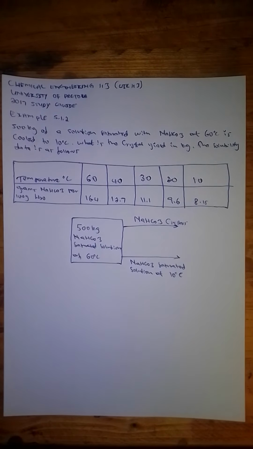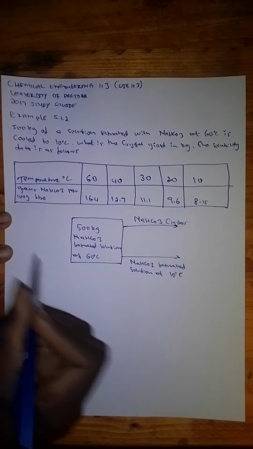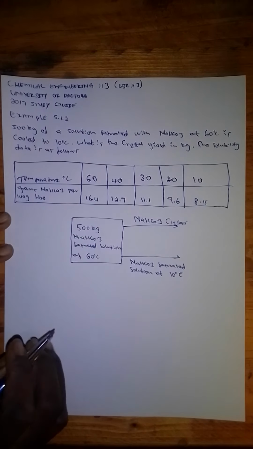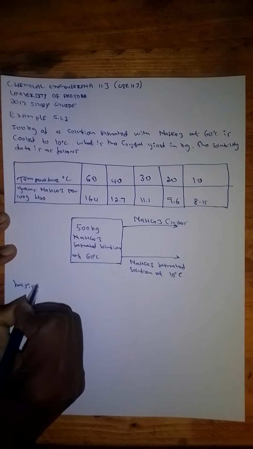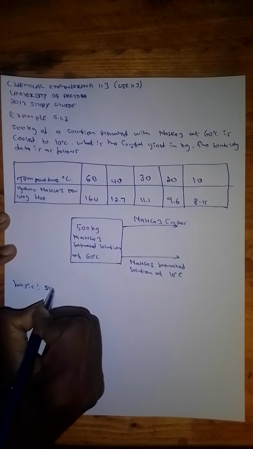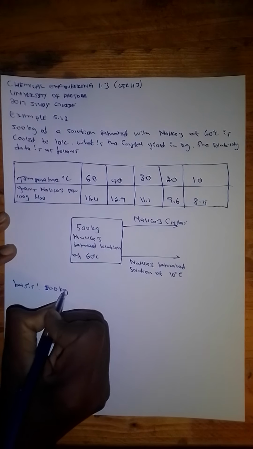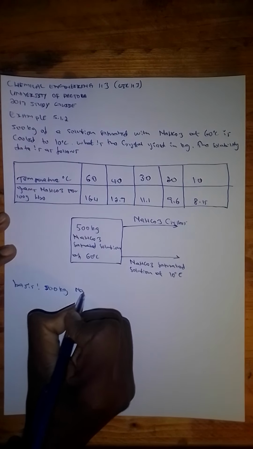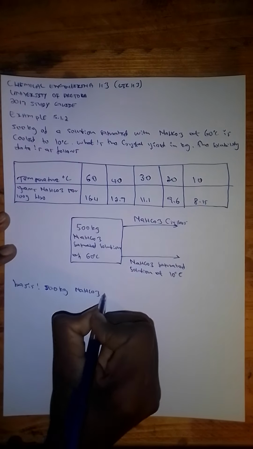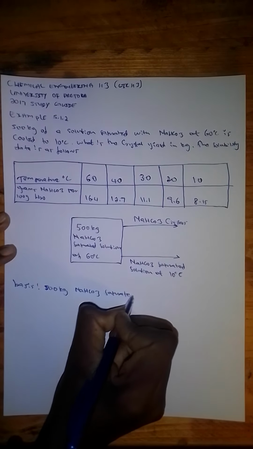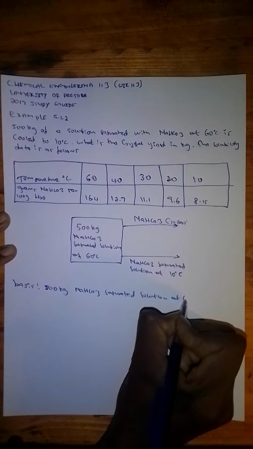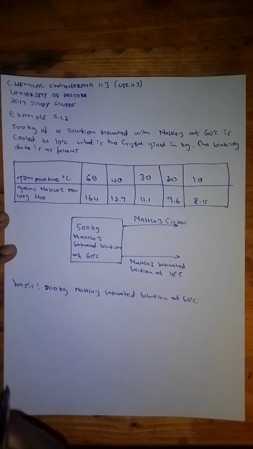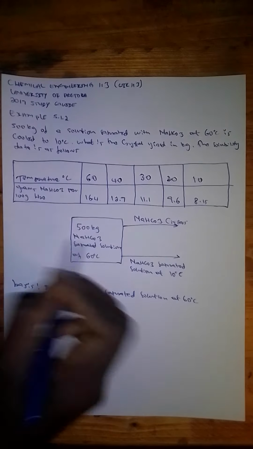So for us to be able to answer the question, we need to choose a basis as usual. A logical or an easy basis would be the 500 kilograms of the original solution. So we can say basis: 500 kilograms NaHCO3 saturated solution at 60 degrees Celsius. So this is our basis.